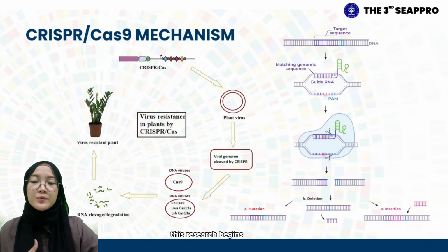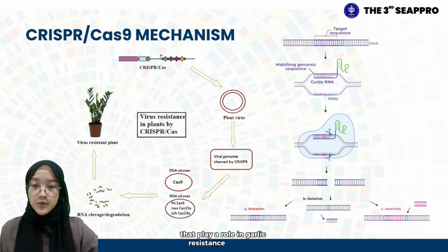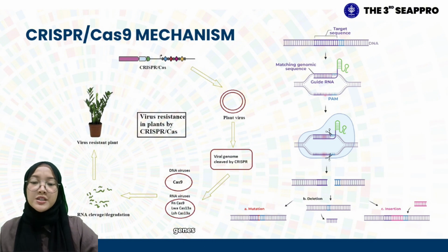This research begins with the identification of target genes that play a role in garlic resistance to OYDV, specifically genes that encode proteins necessary for the virus to replicate. There are two main components required for the CRISPR method.